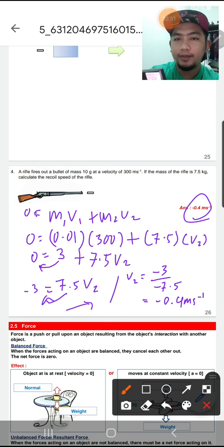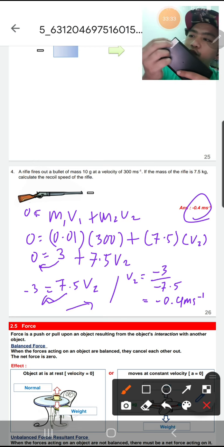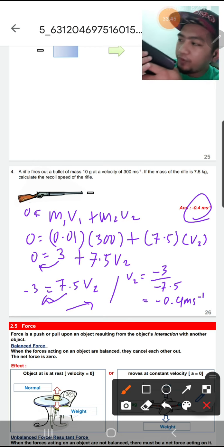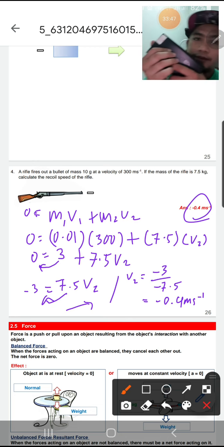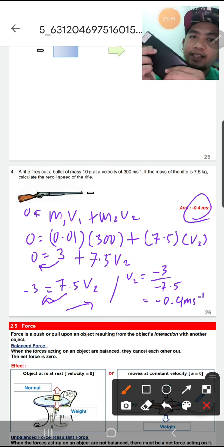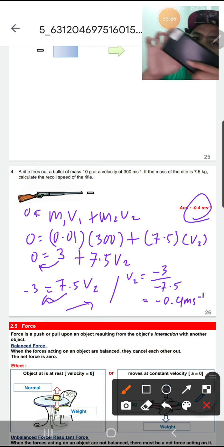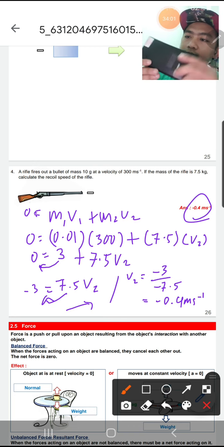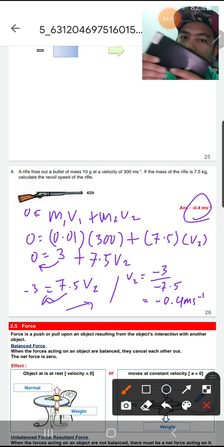Let's say this is a rifle. When you shoot, the bullet will come out to the front, right? Move forward, and then the rifle you shoot, right? You are moving backward, right? That's why the velocity of the rifle is negative, because when you shoot, the rifle will move backward. Boom, the bullet goes forward, and the rifle moves backward.